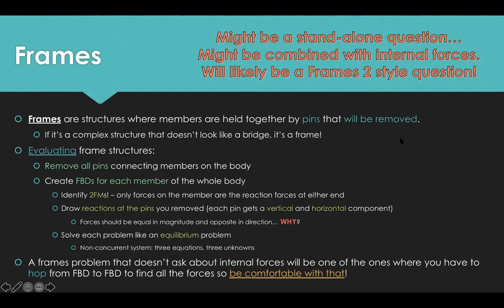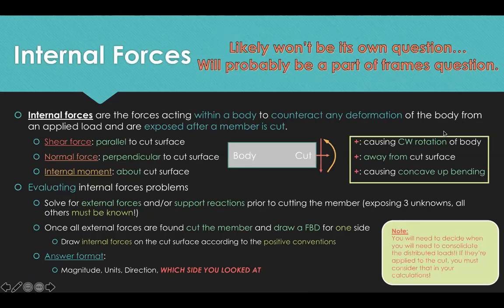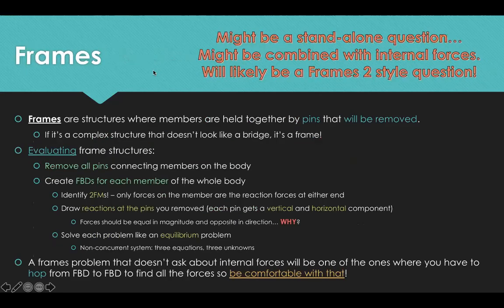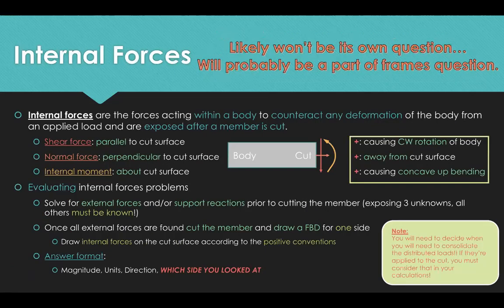Cool. Moving right along to internal forces. Again, this could be its own question, but probably won't be, because they only have a certain number of questions they can ask to test your knowledge about the whole thing. So with a frames question, they might ask for the forces in the pins at one of the pins and then the internal forces somewhere near that. But internal forces essentially are the forces that you expose by cutting a member to see what's happening inside of it, right?